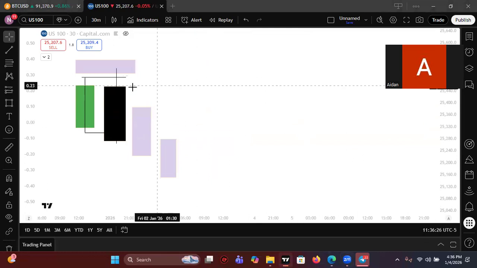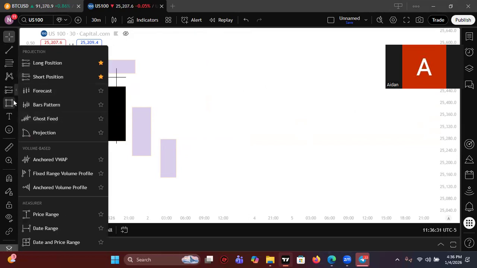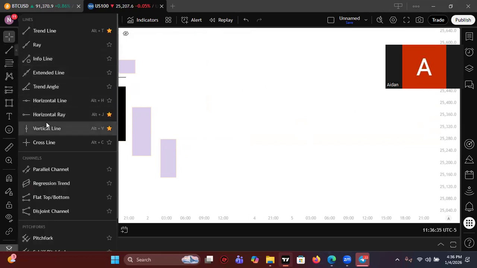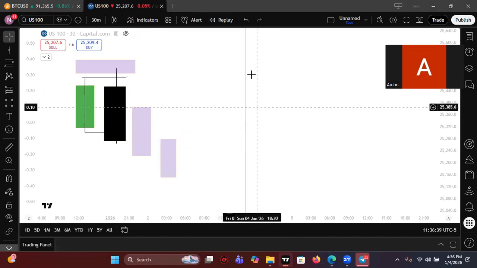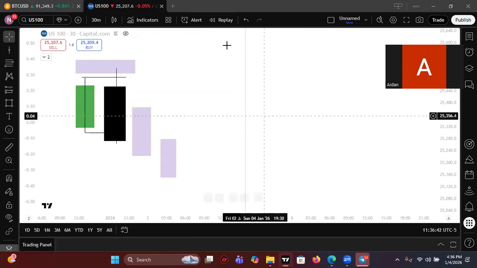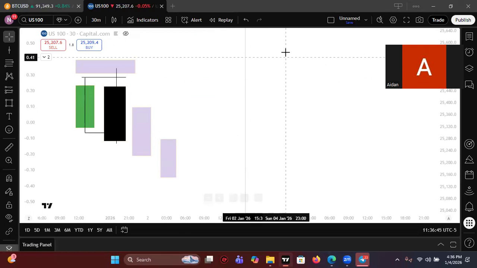So for indices, when you're trading indices, your focus should always be on the 9:30. That is when you should be looking to take your trade. Usually during that 9:30 time frame, there is a manipulation, and when the market manipulates, it targets smooth edges.